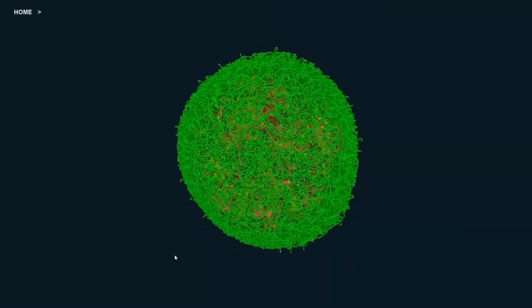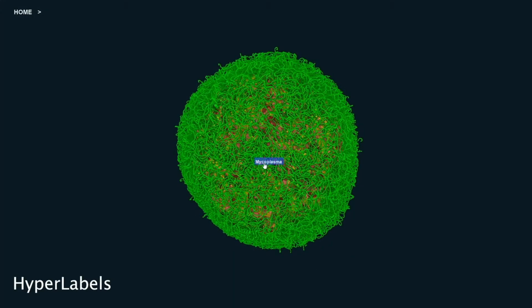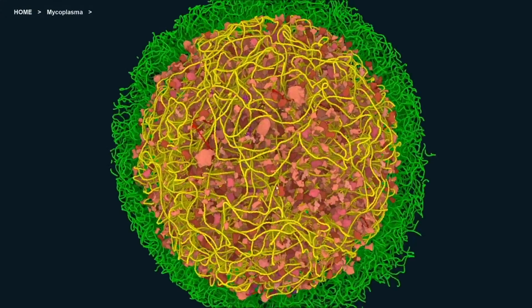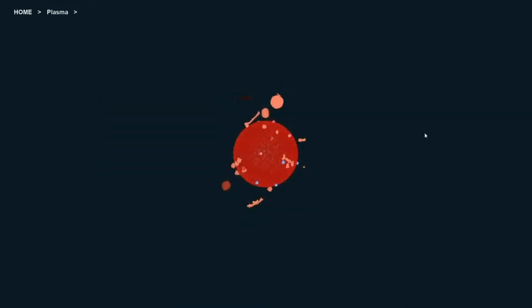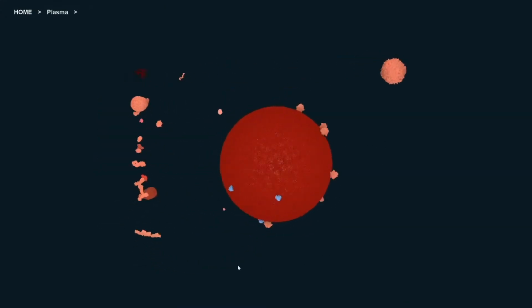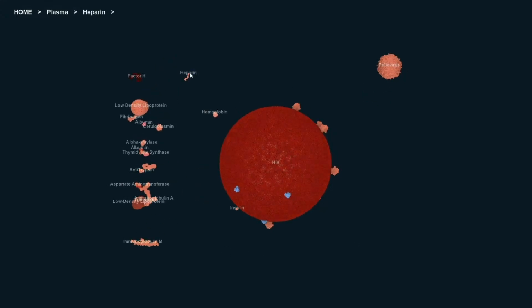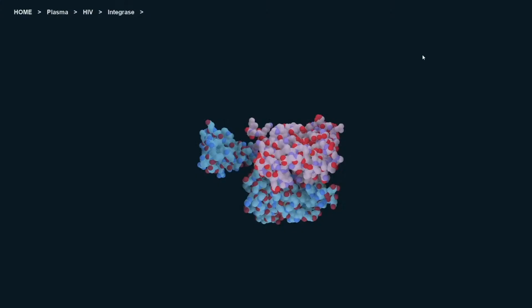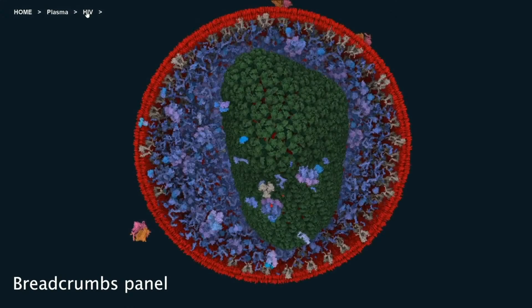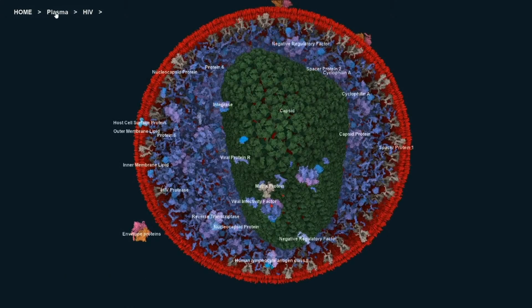In our paper, we address the problem of navigating complex multiscale and dense environments, such as these molecular models. We present a technique for browsing a model by clicking on textual labels, which we call hyperlabels. This allows the user to intuitively navigate the hierarchical organization of the model. For more details, read our paper or watch the talk.